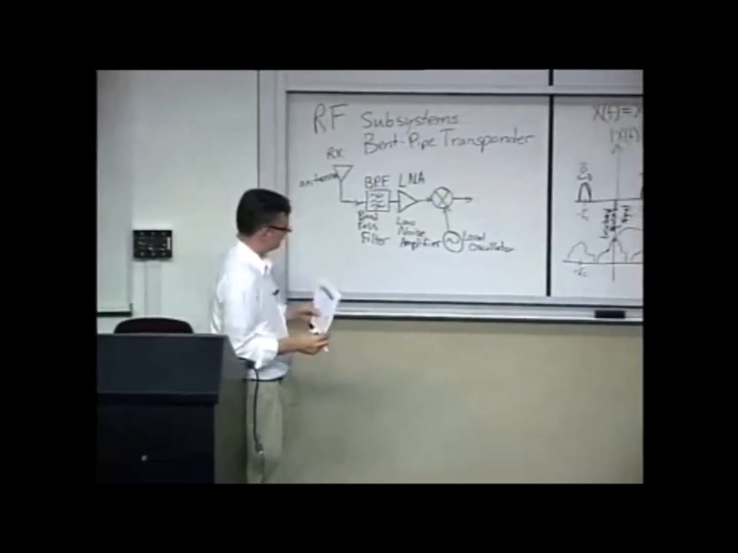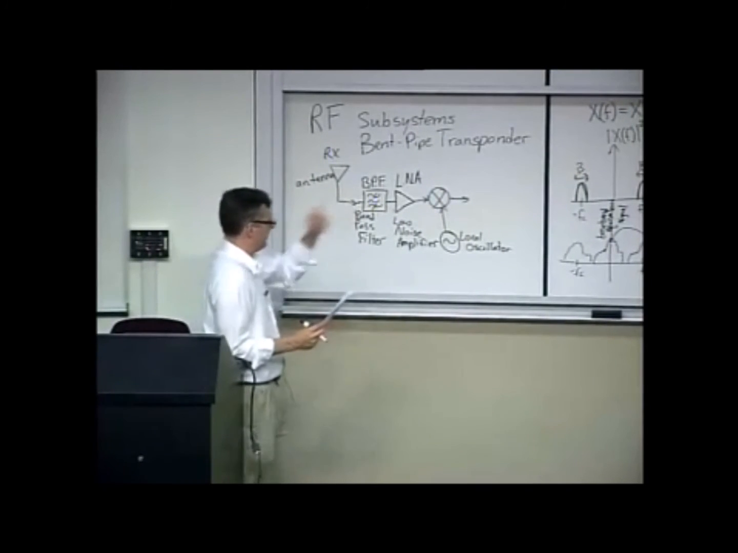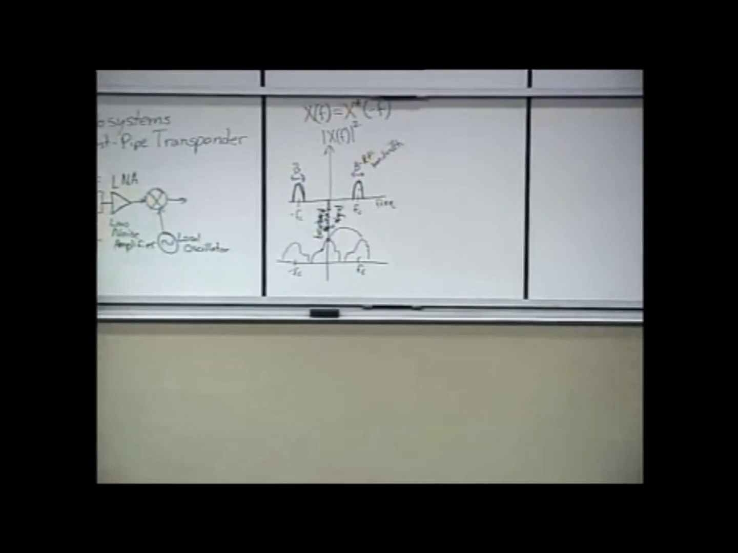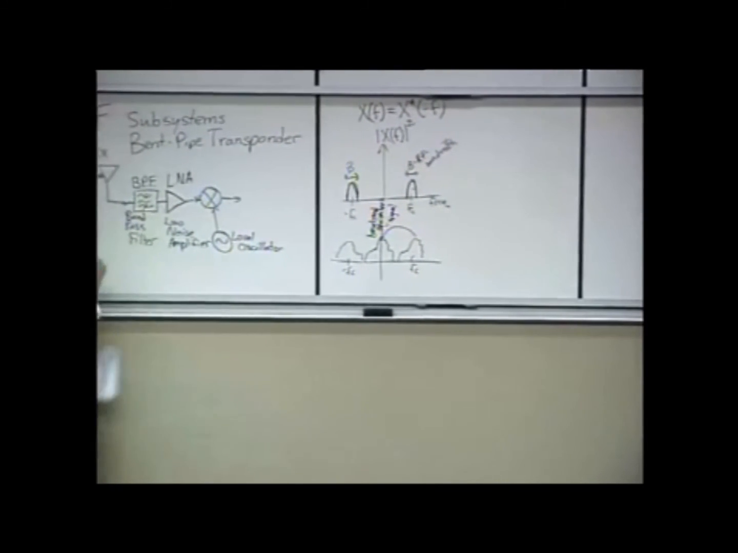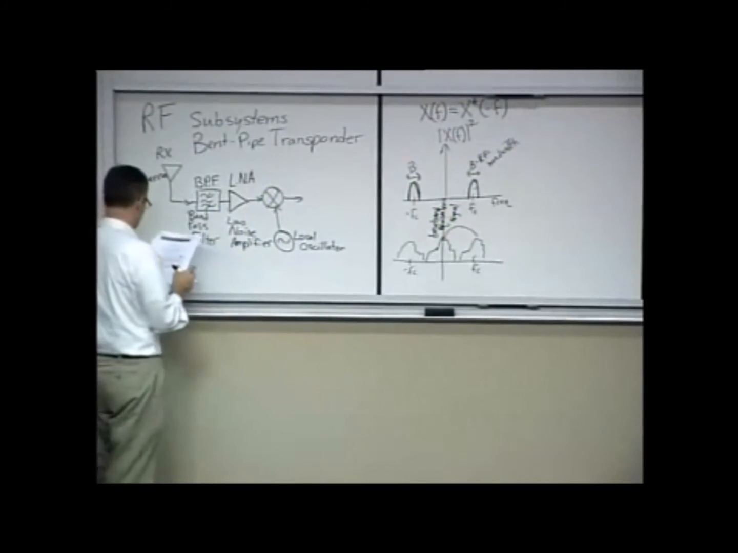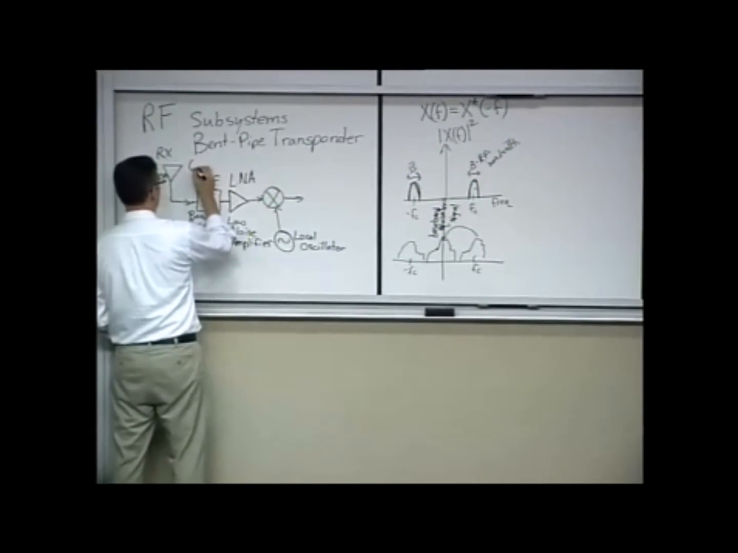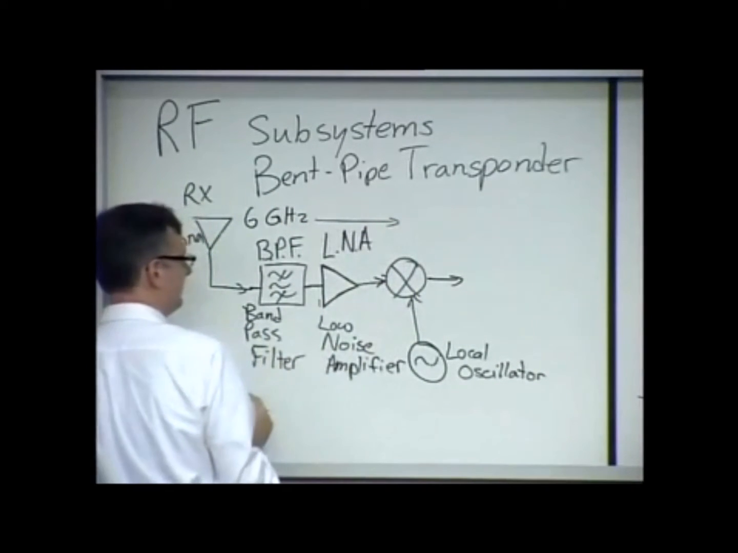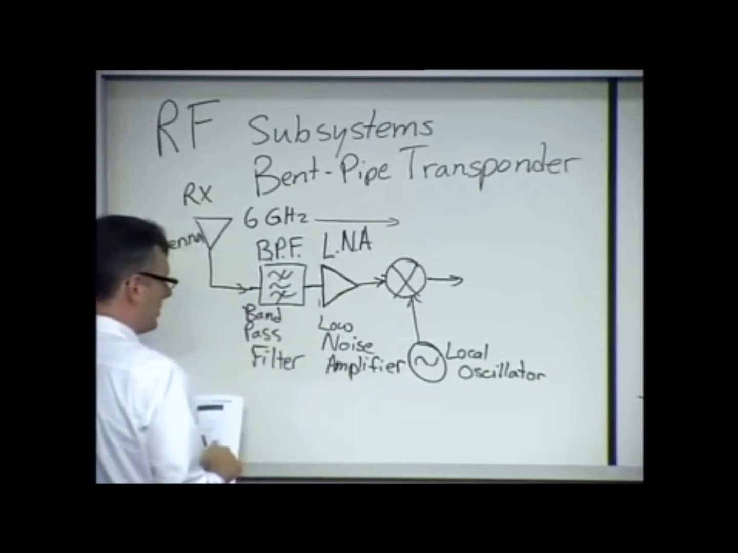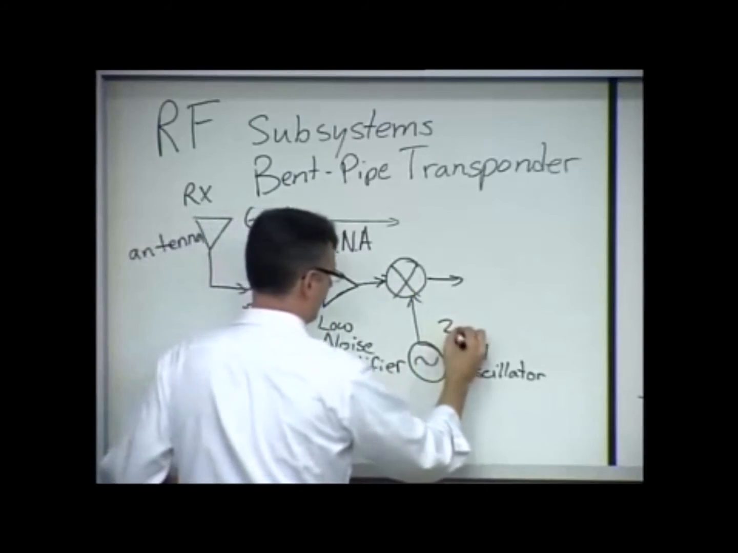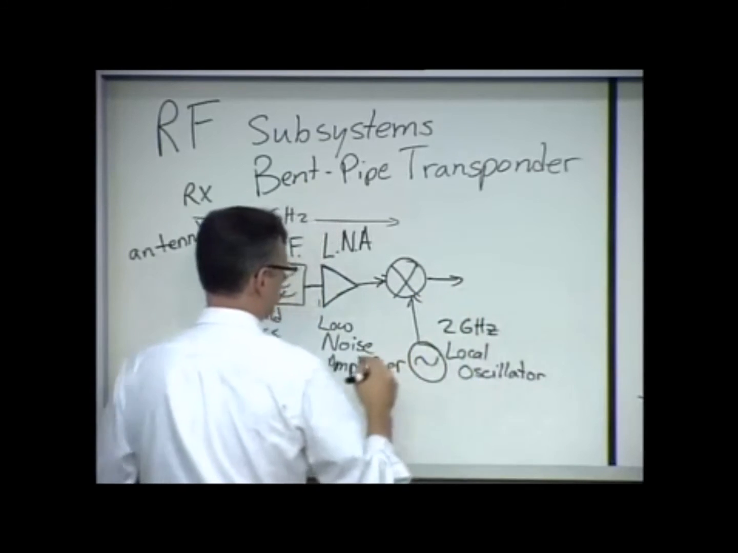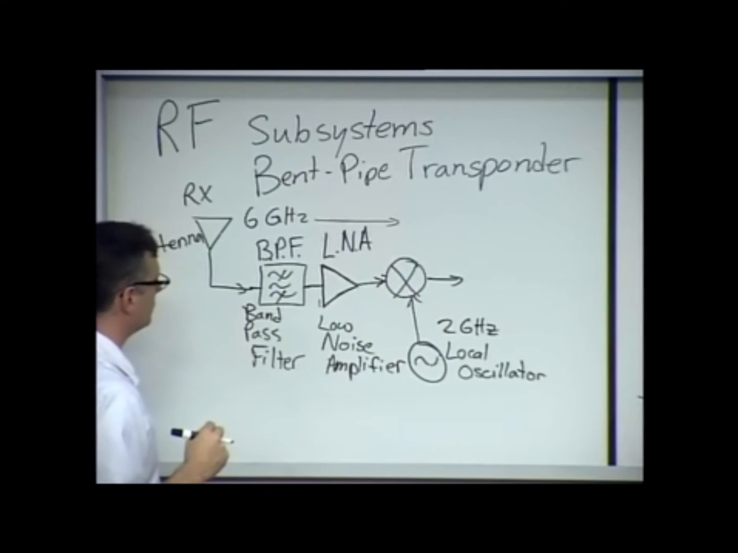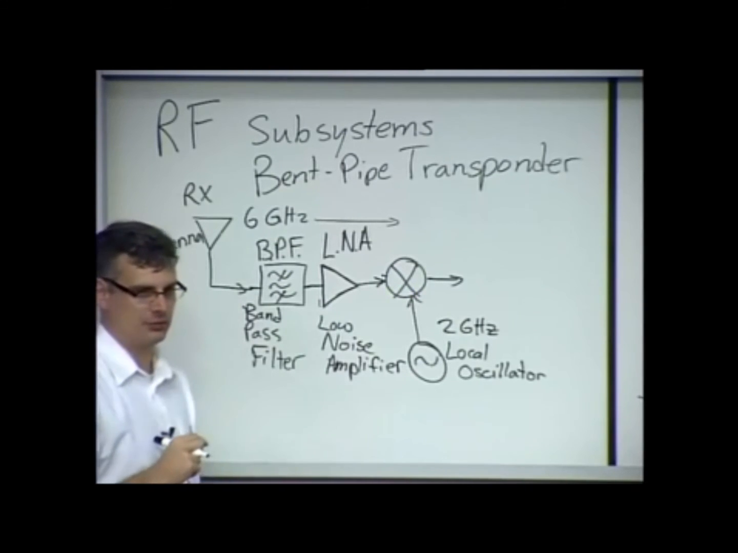Okay, so now, what happens, let's say, go back to our diagram here. I have a signal that's centered on, let's say, 6 gigahertz, and it's coming down the chain. And it encounters a local oscillator that's, let's say, 2 gigahertz. What happens when you multiply two signals like that?